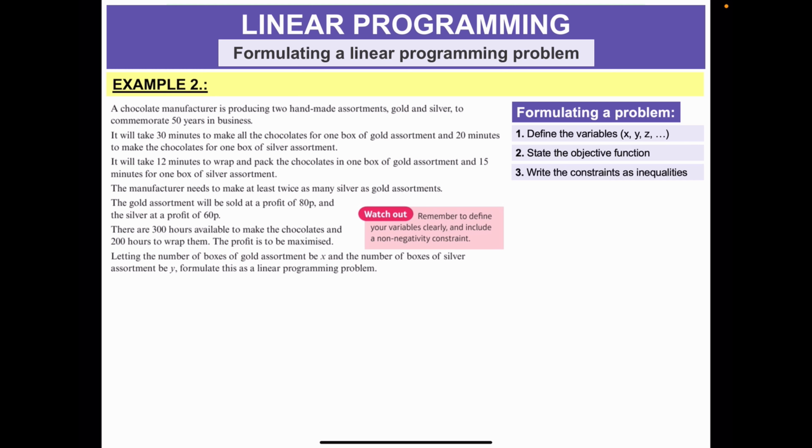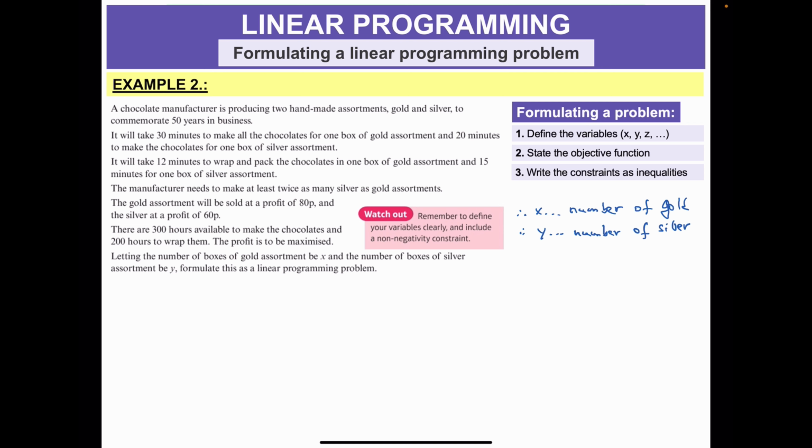So what I know is that some chocolate factory is producing 2 kinds of handmade assortments in gold and in silver color to commemorate 50 years in business. So immediately I can define the variables. You can name them as you wish. You can name them G and S, or X and Y, or whatever other names you choose, it doesn't matter. I choose X to represent the number of gold handmade assortments, and Y will represent the number of silver.